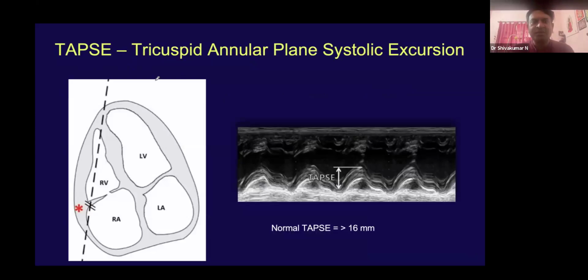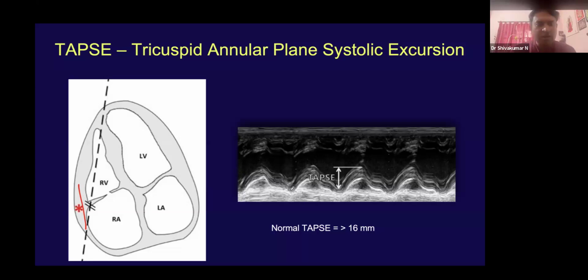TAPSE stands for tricuspid annular plane systolic excursion. In a vertical axis, how well the tricuspid annulus is moving. The RV always moves in a vertical fashion. So every heartbeat, how much is the RV tricuspid annulus moving. You get a good apical 4-chamber window across the tricuspid annulus.